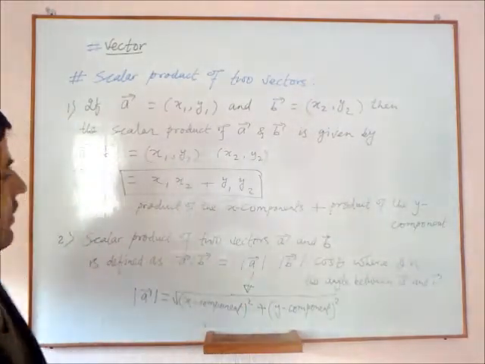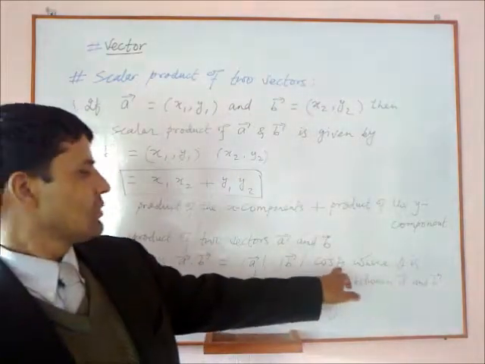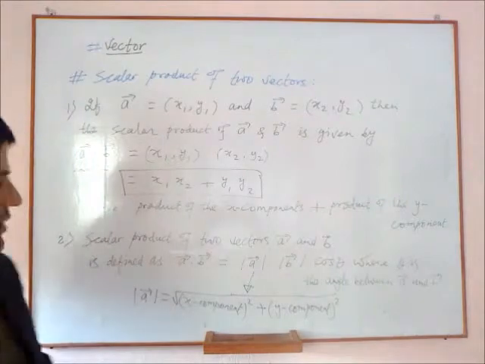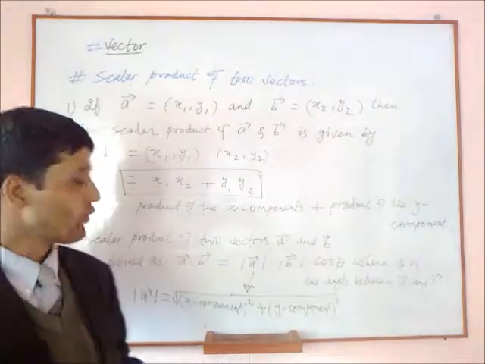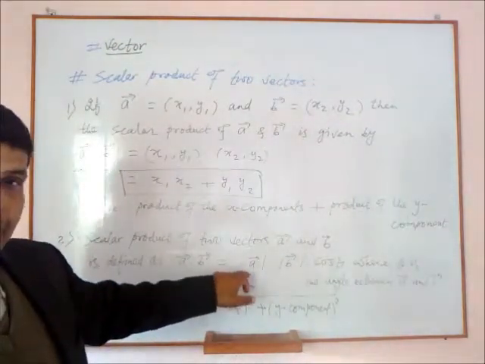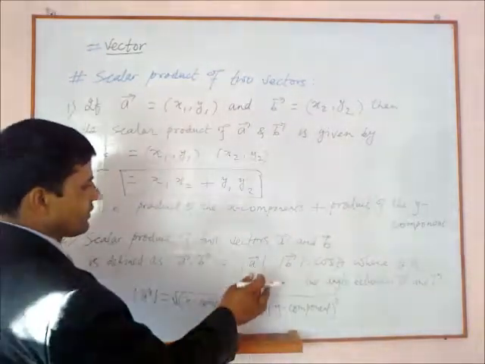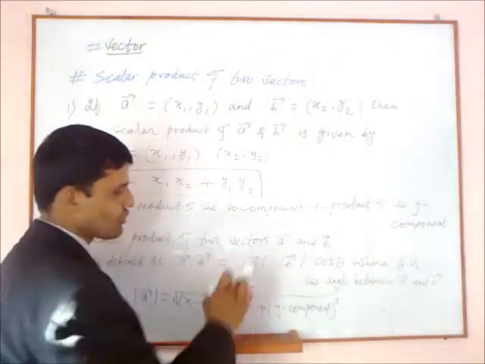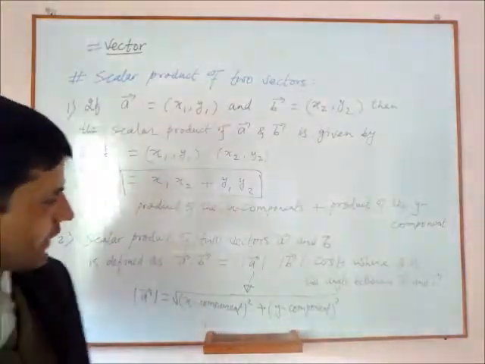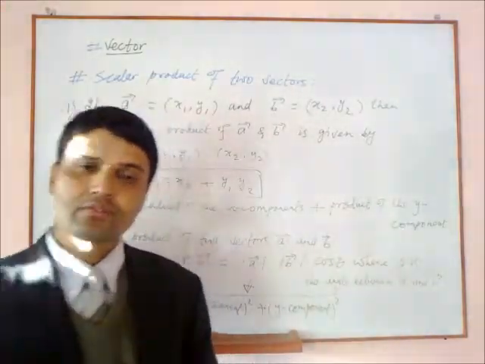When the angle between those two vectors is given, then we can use this formula. So in order to use this formula, we need the magnitude of both the vectors and the angle between those two vectors.